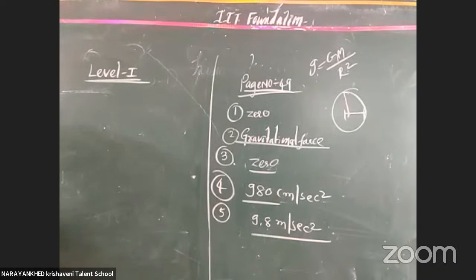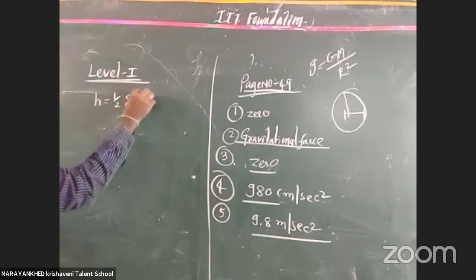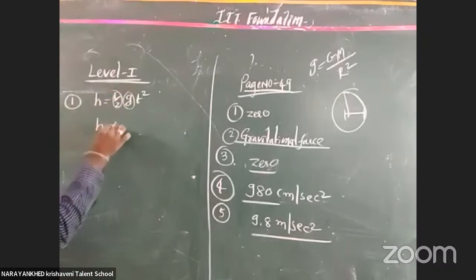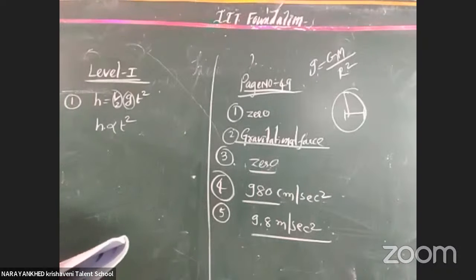There is a formula you require. Take the second equation of motion. What is the second equation of motion? h is equal to half g t square. This is proportional to which thing? Clear or not? Here, the first question: h, the 0.5 is a constant. g is also constant. Then it is also written as t square. Now h is proportional to which one? t square.